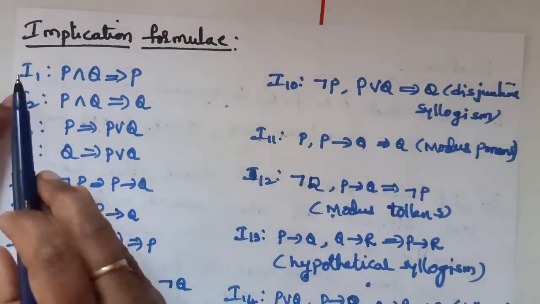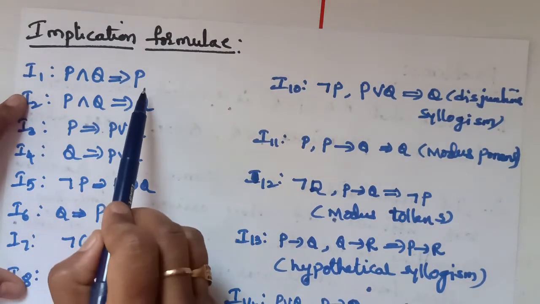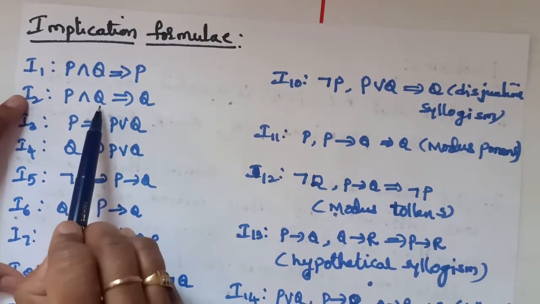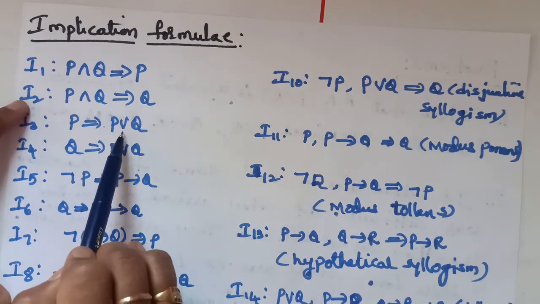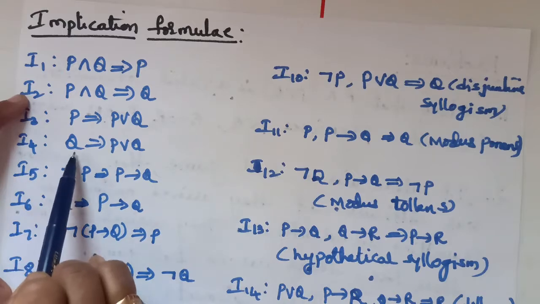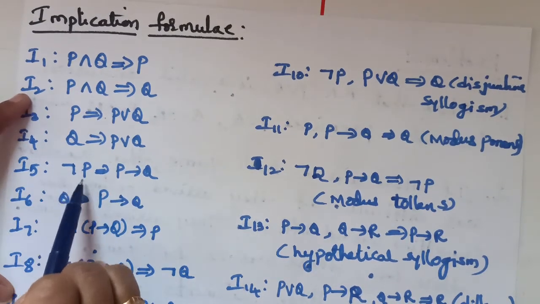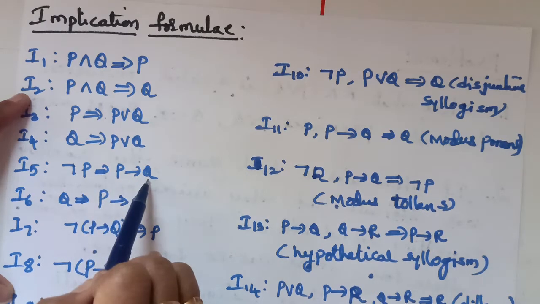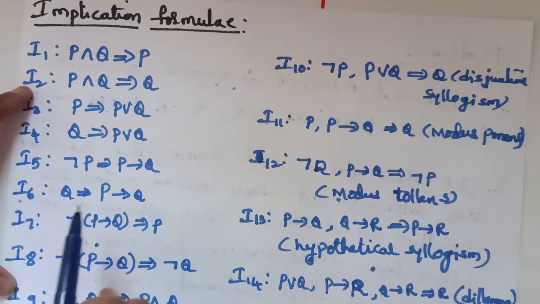So here we have the implication formulae. I1, P and Q implies P. I2, P and Q implies Q. I3, P implies P or Q. I4, Q implies P or Q. I5, negation P implies P conditional Q. I6, Q implies P conditional Q.